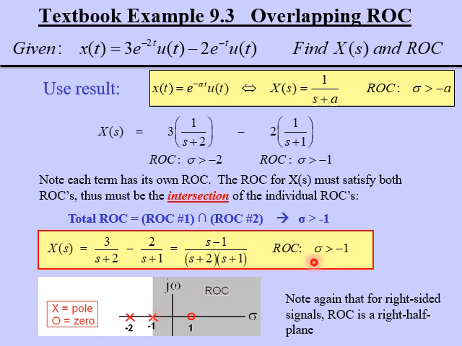And then finally, our region of convergence, remember, is sigma greater than negative 1. So it's everything to the right of this pole here. So that's this whole region shaded here. I'll just make a note here that this is a right-sided signal. In other words, both terms are going to the right. And the result is the region of convergence is a right half plane.